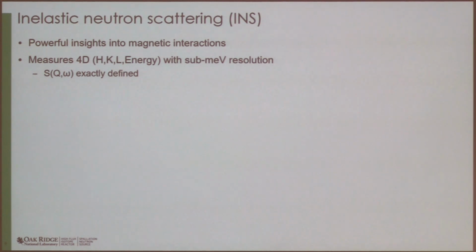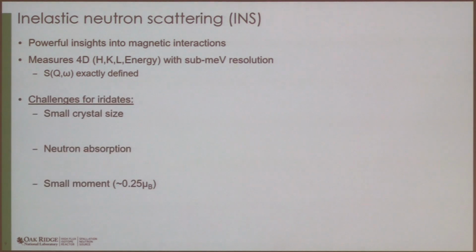the most straightforward measurement is to do neutron scattering. It's extremely powerful. You can map out all of reciprocal space and energy with low resolution, sub-MeV resolution. And what you measure, you can model exactly.